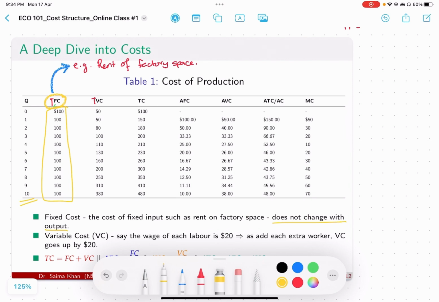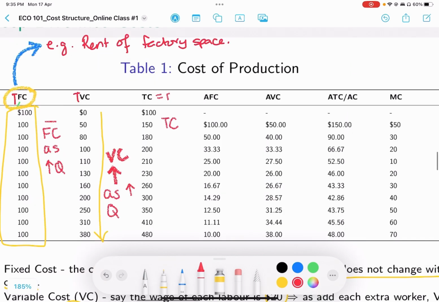Total variable cost, on the other hand, is something like the wage of labor. When you add an extra worker, your variable cost goes up. If the wage is $20, then your variable cost goes up by $20. So as you increase production, variable cost increases, while fixed cost remains unchanged. Total cost is the fixed cost plus the variable cost, so total cost is also constantly increasing as the quantity increases.